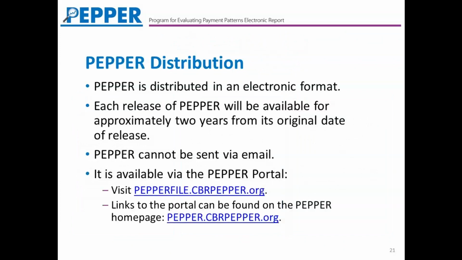As we saw, the PEPPERs are distributed in electronic format in a Microsoft Excel workbook, and they are available for 2 years from the original release date. We cannot send PEPPER through email because of the sensitive data housed within the PEPPER. We have to be judicious in the way that we distribute the PEPPER, and it cannot be sent through unsecured email. With that in mind, we do have a portal online that you can use to access your PEPPER, and we encourage you to go to the portal and download your PEPPER so that you can have it in your files for your use.